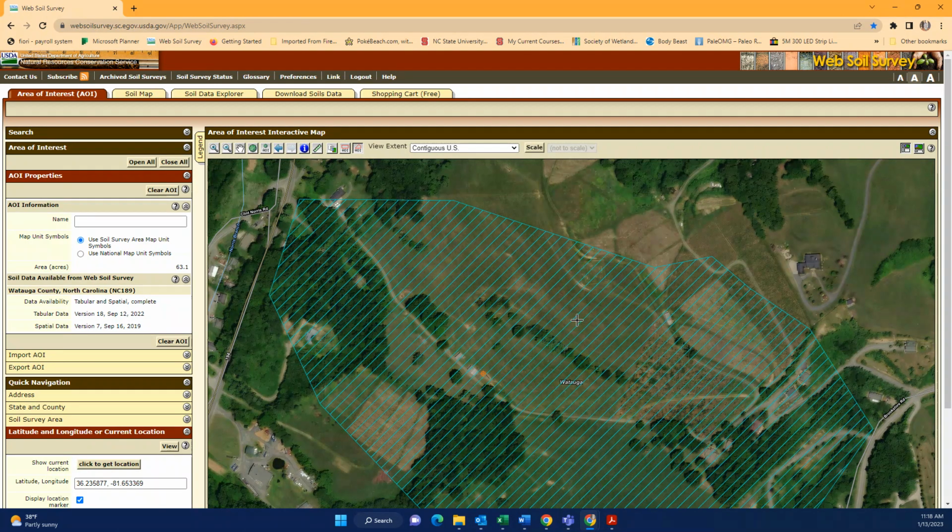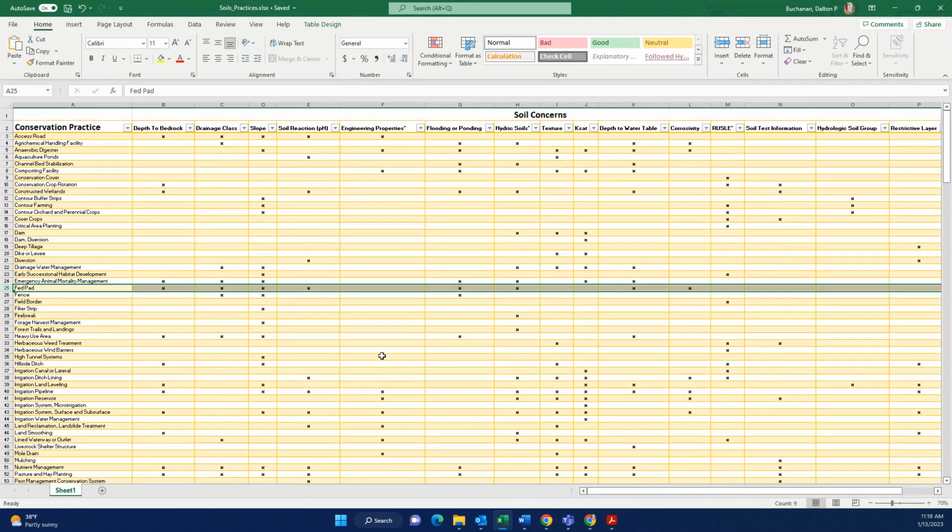Now, for this site, what I'm looking at is this farmer wanting to put in a feed pad somewhere down here in this lower field. Generally, he's wanting to look in this area. All right. So, since I know it's a feed pad, the next thing I want to do, before I go any further with our Web Soil Survey, is cross reference our table. When we go over to our table for soil practices, I'm going to go down to feed pad and look at what are the things that I need to look at for a feed pad.